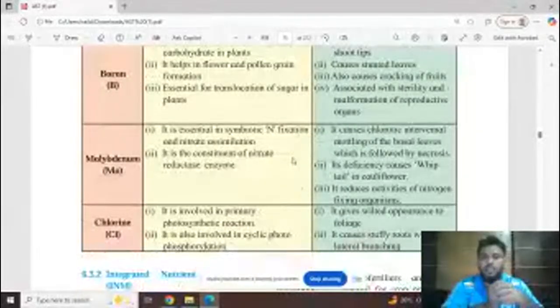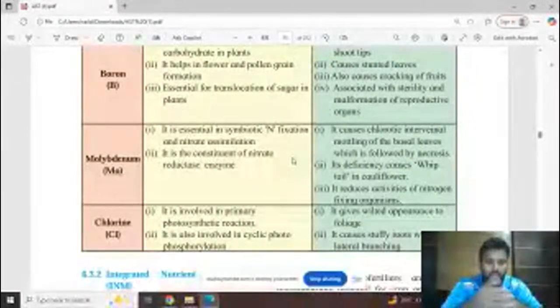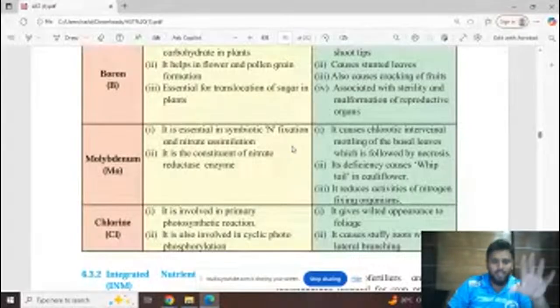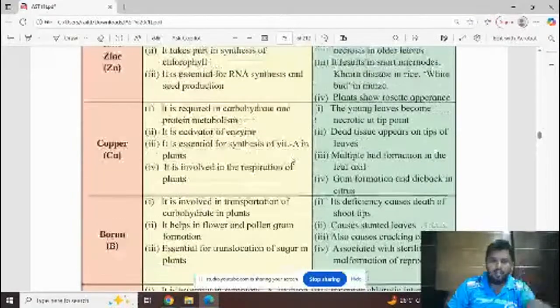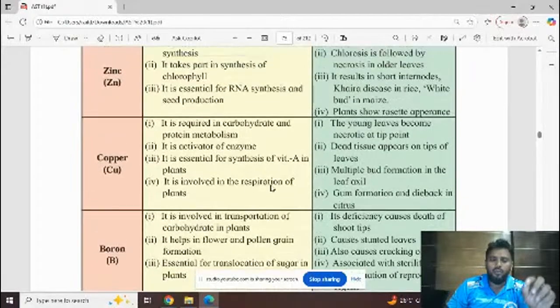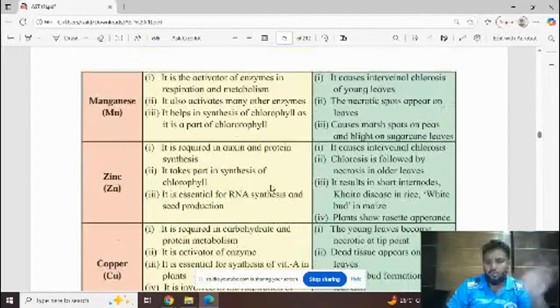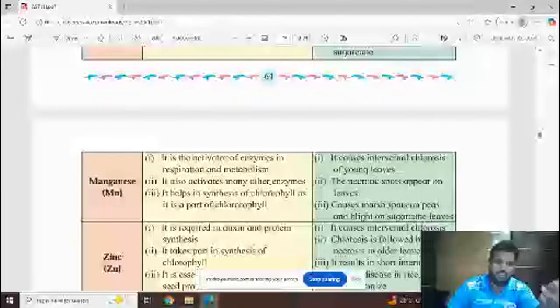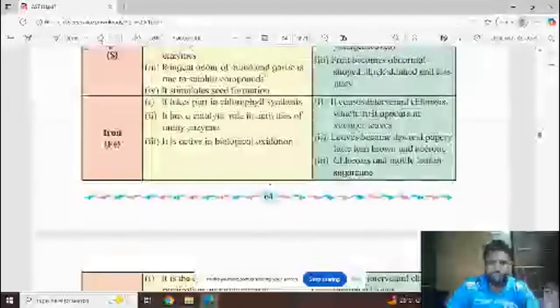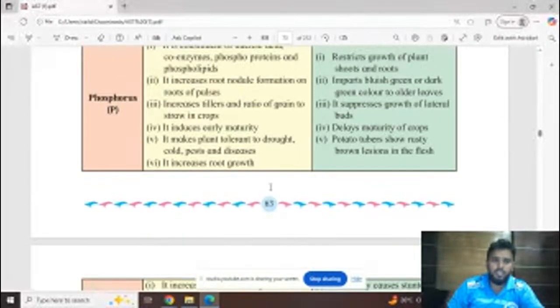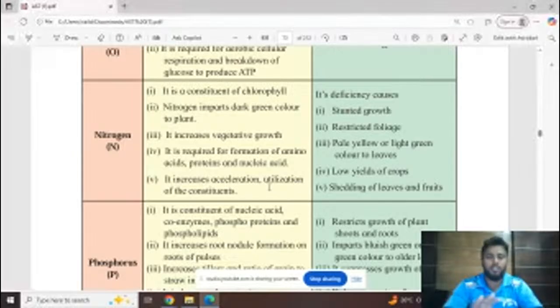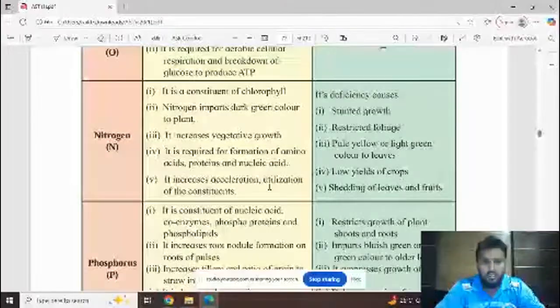Then molybdenum, if there is deficiency of this particular element, then whiptail occurs in cauliflower. It is one very important disease found in cauliflower, and it is due to the deficiency of molybdenum. And if you see the functions, they are a little bit similar to each other. Catalytic action, chlorophyll, then protein synthesis or chlorophyll synthesis or RNA synthesis. These common functions will be seen in this particular group. Now the functions of nitrogen, phosphorus, or potassium, which are very important for your examination.